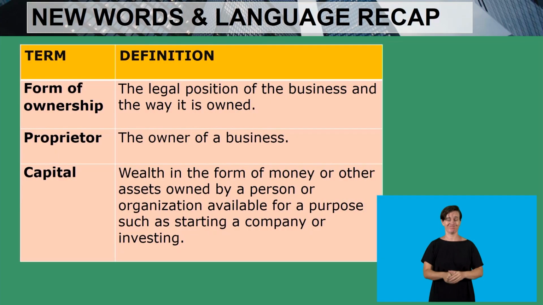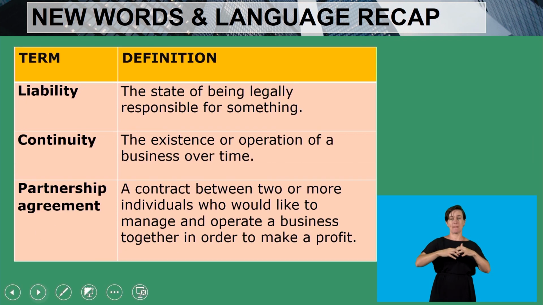Now, let's look at the new words and language that cropped up during our lesson. Form of ownership is the term. It's the legal position of the business and the way it is owned. Proprietor, the owner of a business. Capital, wealth in the form of money or other assets owned by a person or organization available to a purpose, such as starting a company or investing.